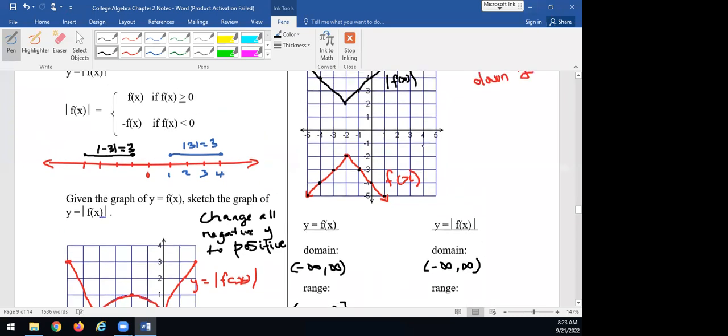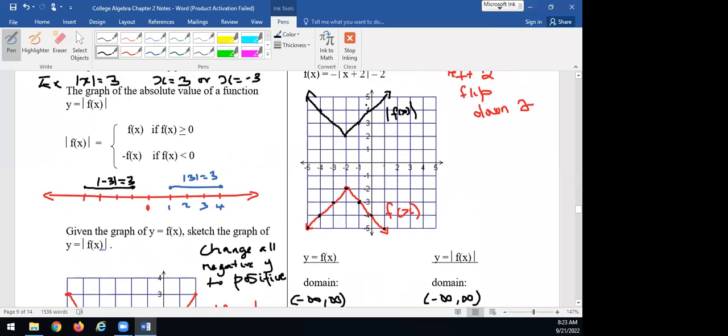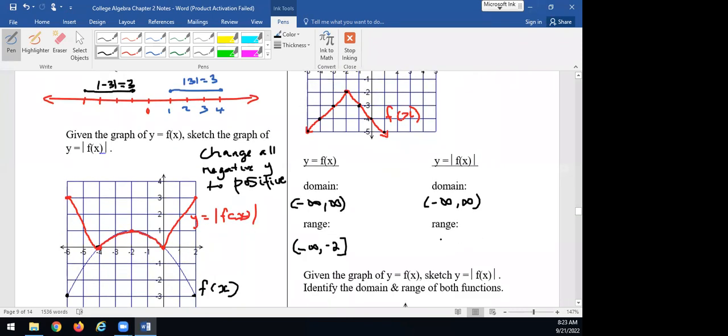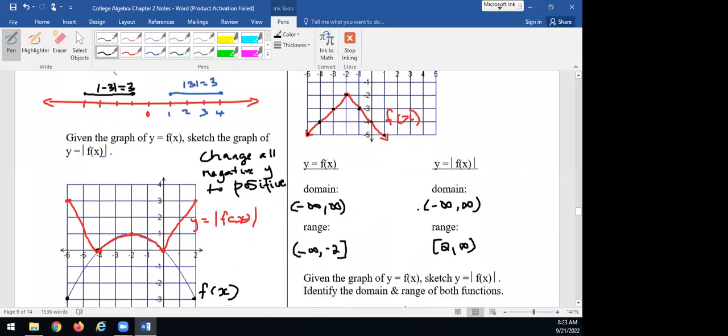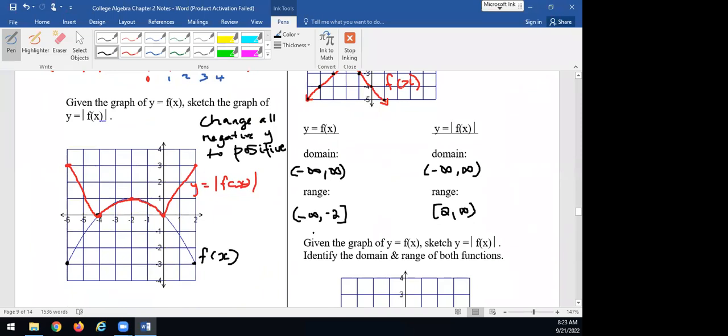What about the range of your absolute value function? Where does it go from? Very good. Notice it starts at 2 and then it goes upward all the way to infinity. And by looking at the range of the original function, remember all you're going to do is change all negative to positive. So that's what you would have.